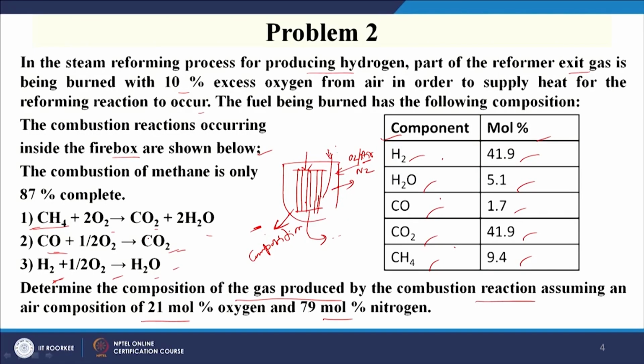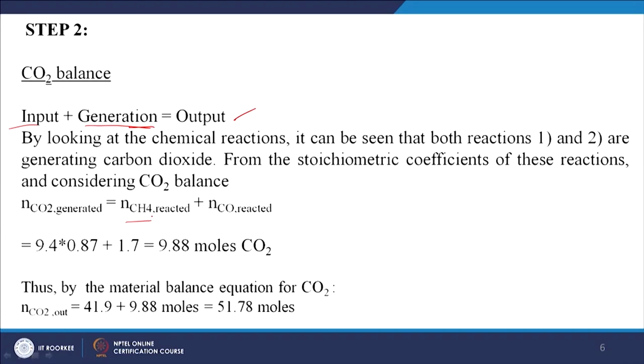So, we have to find out the generation. How can we determine the generation? We have to see the reactions first. So, what are the reactions? These reactions also give carbon dioxide, reaction 1 and reaction 2. How many moles of methane is used, that many moles of carbon dioxide is also produced, and how many moles of CO is used, that much carbon dioxide is also produced. So, what is this? Generation equals the number of moles of CH4 reacted plus the number of CO reacted.